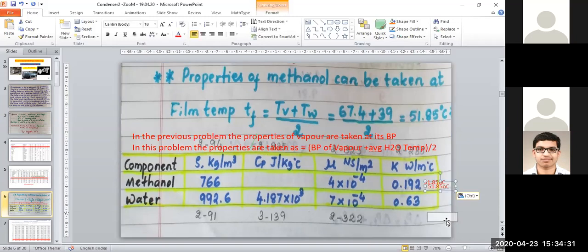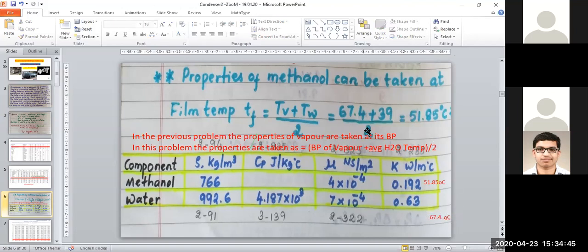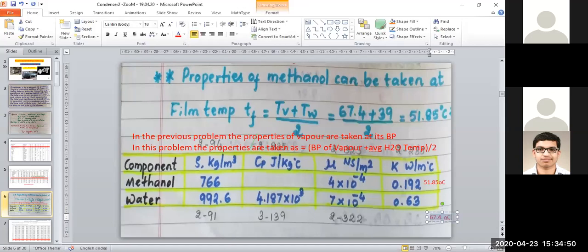I want one more column here, which you need to evaluate at 67.4. So in the examination, if you do it like this, also write this. We generally prefer using this only, as we have done in problem number 1.